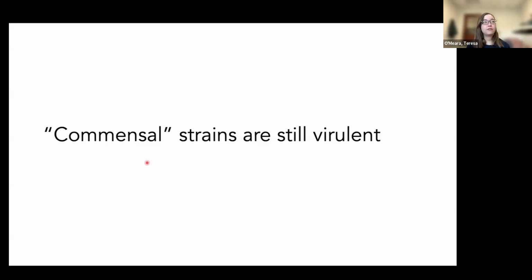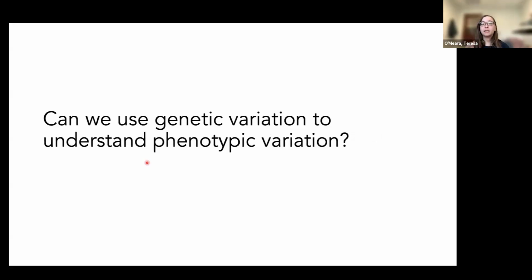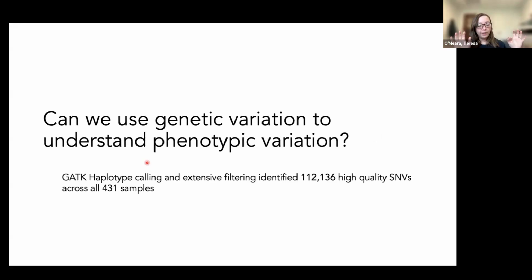So this wasn't quite the finding that we were expecting, but we still wanted to understand, can we use some of this genetic variation to understand phenotypic variation? Maybe we can't use virulence as our output, but we still have a lot of other phenotypes that we can use to understand the connection between genetic variation and phenotypic variation. So because we've done the sequencing, we can then look at all of the different variants between these strains.